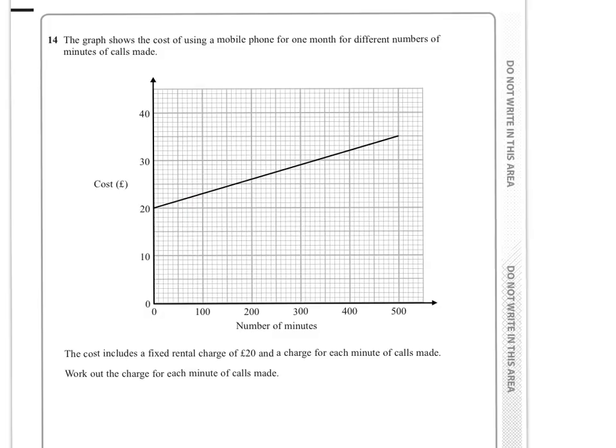Question 14. The graph shows the cost of using a mobile phone for 1 month for different numbers of minutes of calls made. It says the cost includes a fixed rental charge of £20 and a charge for each minute of calls made. It says work out the charge for each minute of calls made. Well, I think this is quite a tough question, and I think a lot of you would find this quite tough. Now, if you use no minutes, then you pay the £20 because that's a fixed rental charge.